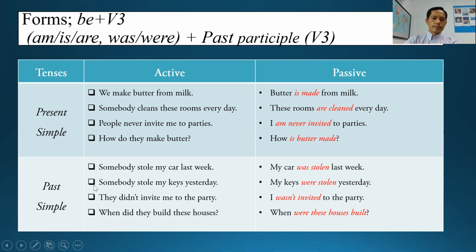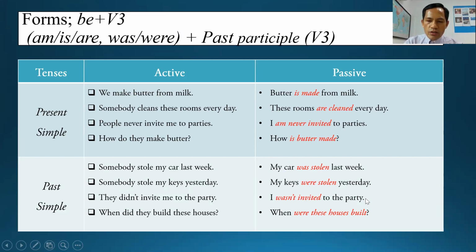Look at the past simple. Somebody stole my car last week. Stole, past tense. Next one, stole, past tense again. Didn't invite, negative form, but past tense. Did they build? Also past tense, question. So, in the passive form, we say, my car was stolen last week. Was stolen, because my car is only one, so I use was, verb 3. My keys were stolen. My keys, plural, so were, verb 3.